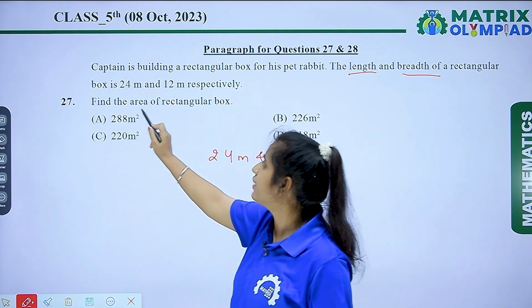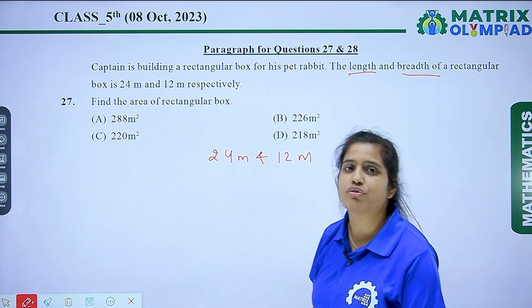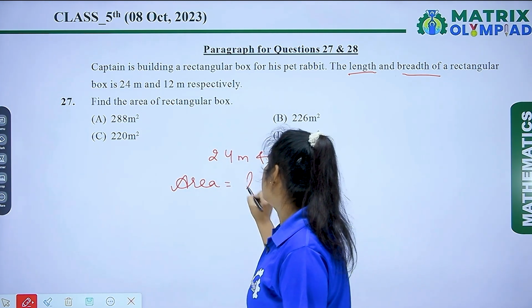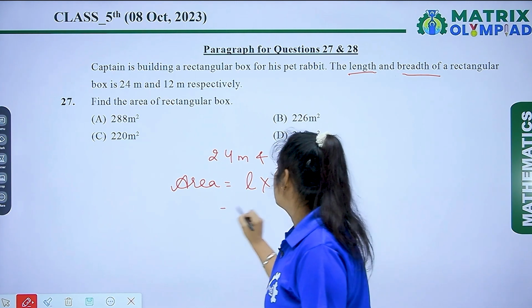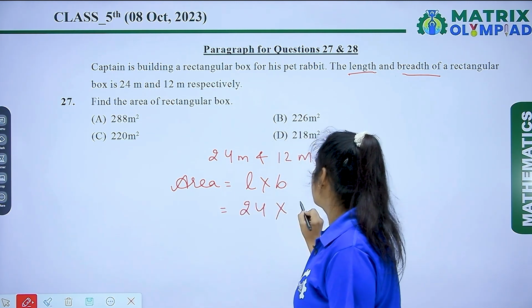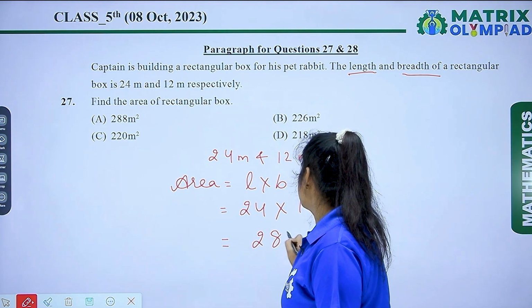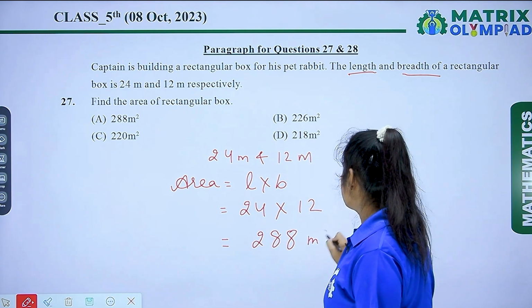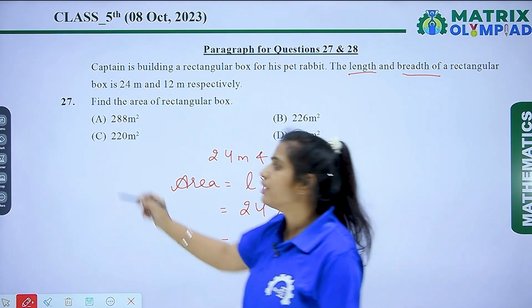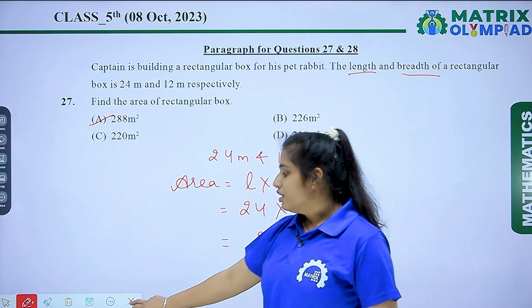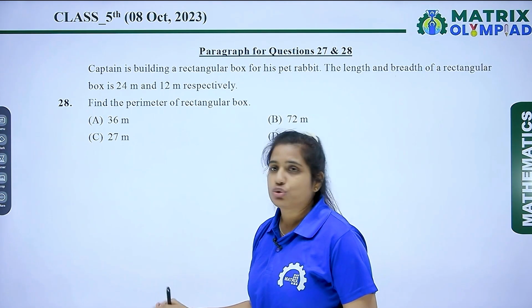अब क्वेश्चन में देखते हैं क्वेश्चन में क्या पूछा है. Question 27 asks: find the area of rectangular box. So you have to find out the area of the rectangular box. तो एरिया क्या होता है? एरिया इज लेंथ मल्टीप्लाई बाय ब्रेथ. So here you have to multiply 24 by 12. So after multiplying 24 by 12 you will get 288 meter square. So here option A is the correct answer. Let's begin with the next question.